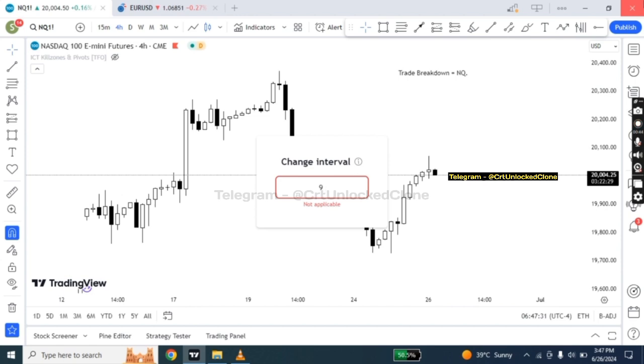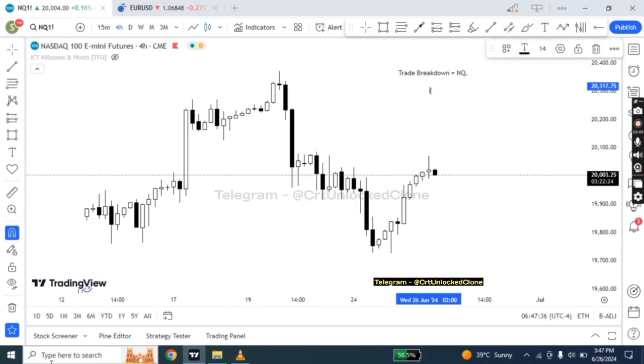This is one of the top CRT models along with the 3am model. We'll discuss both of these models in the upcoming future in CPI. But first, let's get into the breakdown.